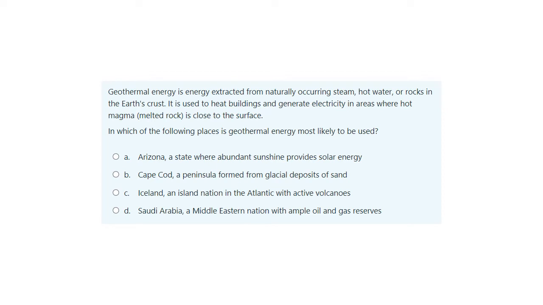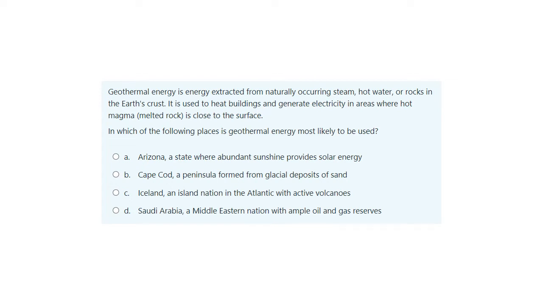Now, geothermal energy is extracted from naturally occurring steam, hot rock, water, or rocks in the Earth's crust. It is used to heat buildings and generate electricity in areas where hot magma, melted rock, is close to the surface. If you've ever been to Makassar, the hot springs in Thailand, that's an example of geothermal energy. The steam is coming up from below the surface. Some places they manage to harness that energy to turn the blades of a turbine and generate electricity.